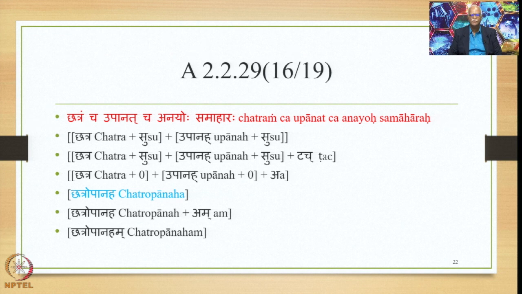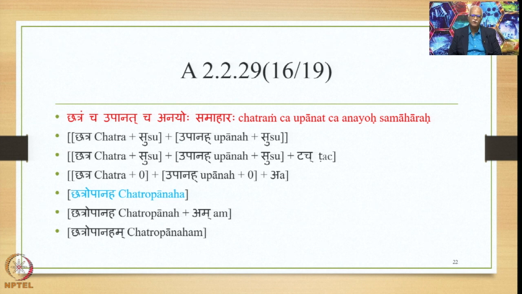So we have the laukika vigraha, chatram cha upanat cha anayoho samaharaha. And so the alaukika vigraha is chatra plus su plus upanah plus su. Now we add the samasanta pratyaya tach over here. So we have chatra plus su plus upanah plus su plus tach. Dvandvacha chodashahantat samahare. Now the pratipadika saudhnya takes place.